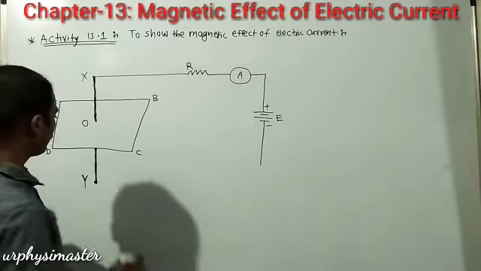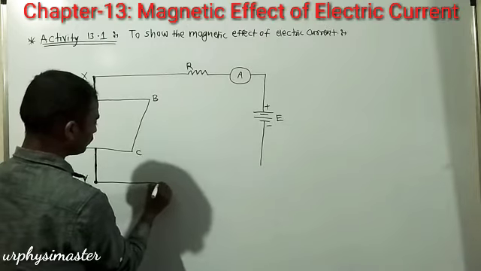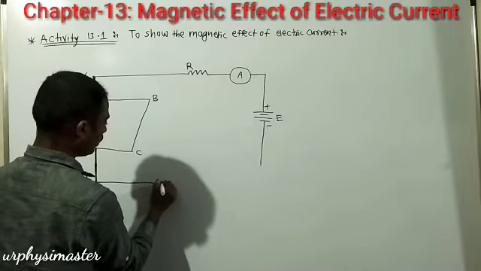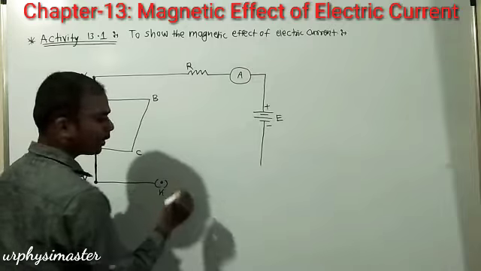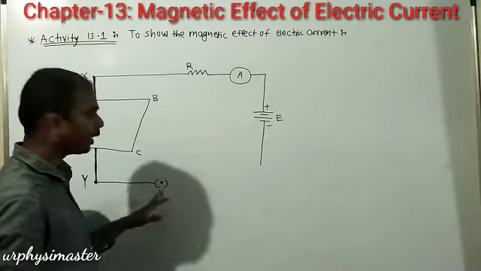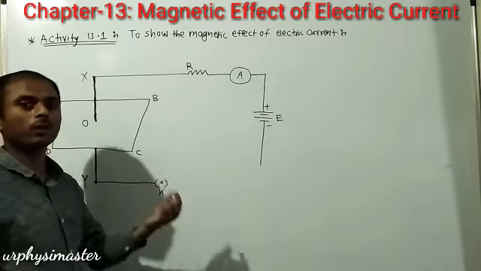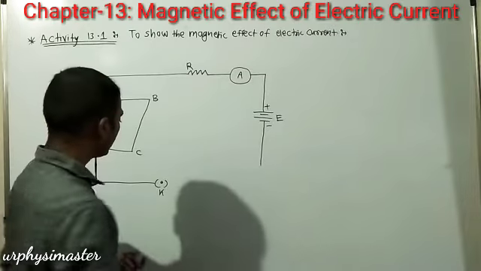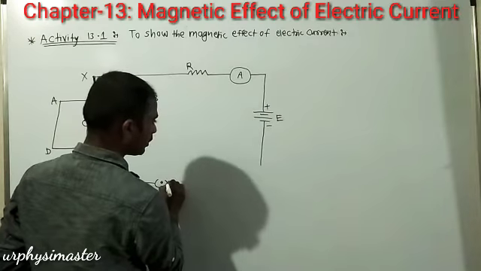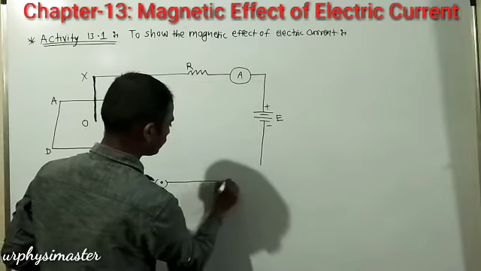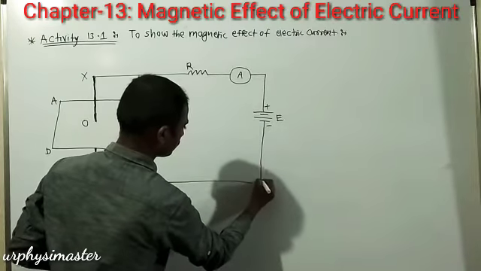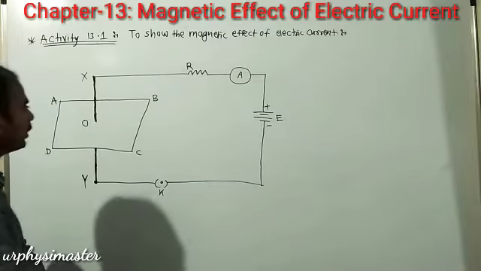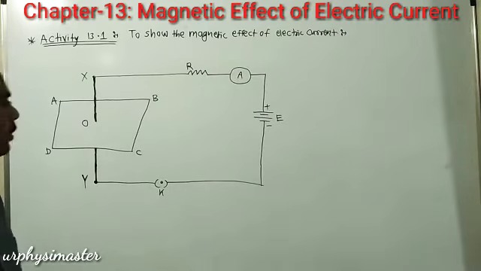Then here is a plug key which is denoted by the letter capital K. This plug key is used to switch on or switch off the current supply through the circuit. In this way, this circuit is completed.